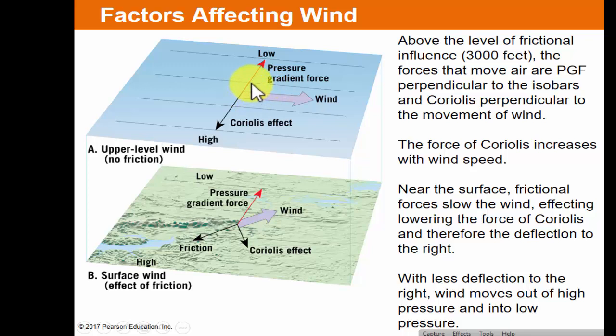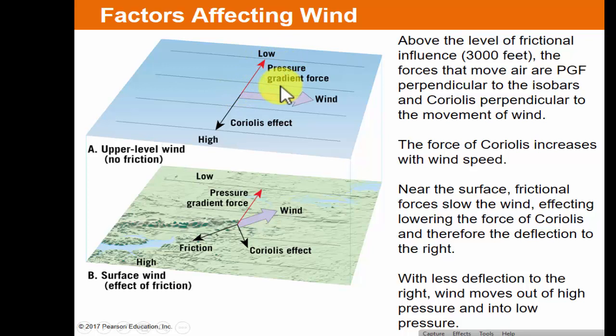The Coriolis force is to the right of the wind flow. So Coriolis pulls the wind to the right of the wind flow, and Coriolis increases with wind speed. So in the upper levels of the atmosphere, above the level of frictional influence, your pressure gradient force is from high to low at right angles to the contour lines.